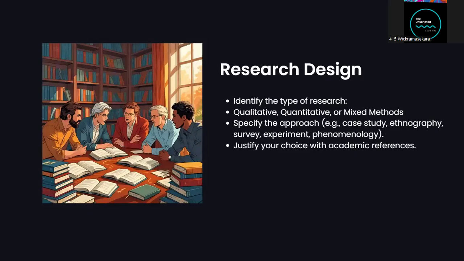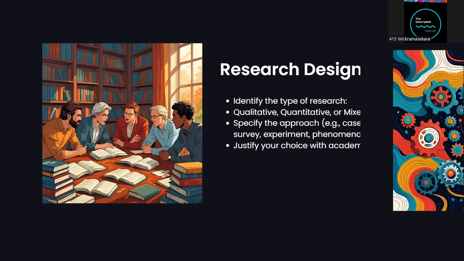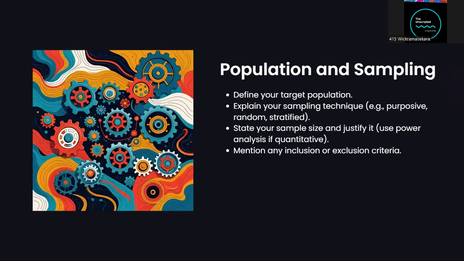Similarly, the research design. There are three different types of designs that one can use, right? The quantitative, qualitative, or the mixed method. So you have to say clearly which research design is most appropriate for your study and why, right? You have to justify your selection of the research design with academic and also practical references based on your study, right?